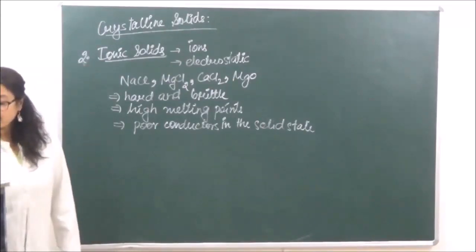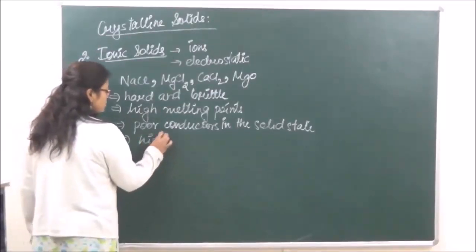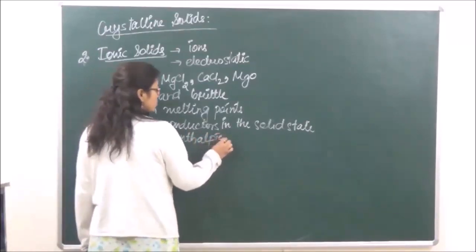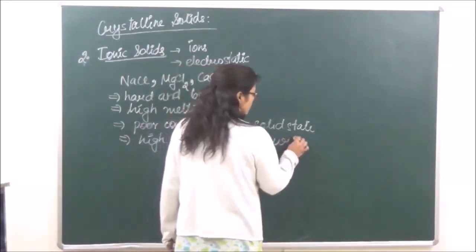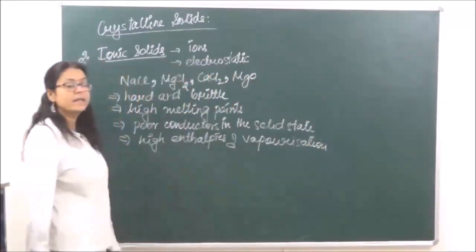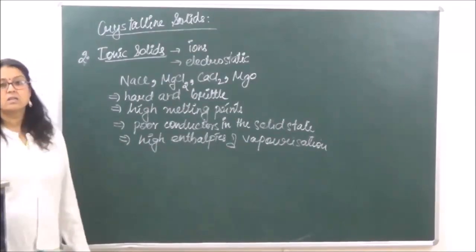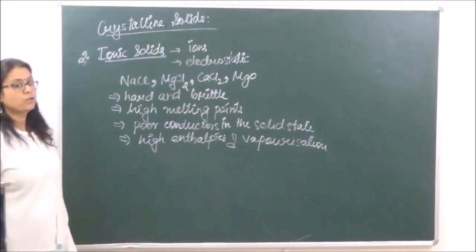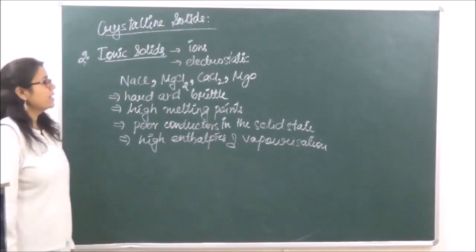Then next, they have high enthalpies of vaporization. They do not easily convert to the vapor state. A large amount of energy is required for this conversion. So this is the second type of solids, which is known as ionic solids.